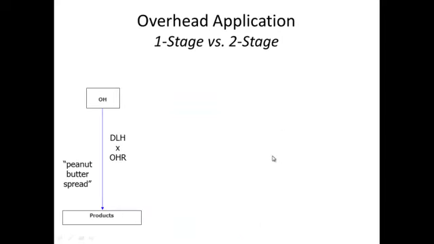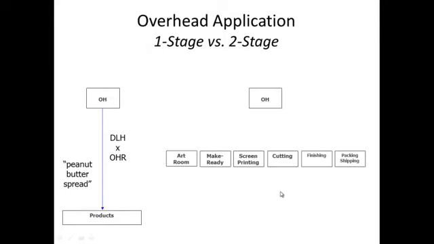Here's again the picture of our single-stage allocation system. That's a one-stage system because overhead is allocated just one time using one overhead rate. Compare that with a two-stage system. In a two-stage system, we allocate overhead in 2 steps. First, we take all of our overhead and we separate it into different departments. So for example, suppose we have a printing company and we have various departments such as the art room, the make-ready room, the screen printing. We have one overhead cost pool.